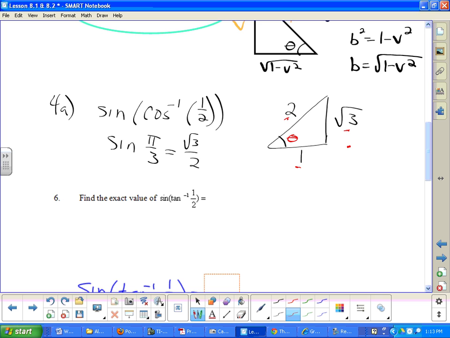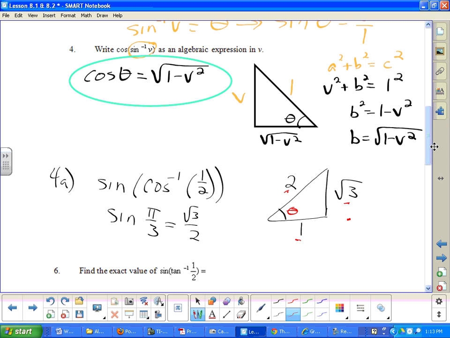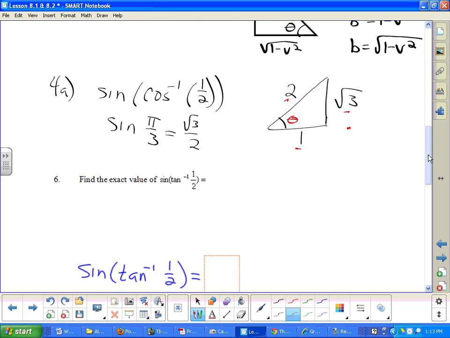So if this is my angle theta, the sine for that angle would be the opposite over the hypotenuse, square root of 3 over 2. And so using the triangle, whether it's ugly like this with the variables, or one we are actually used to using, it still works out to be the same correct answer either way.